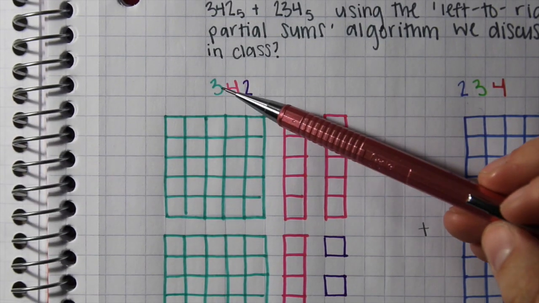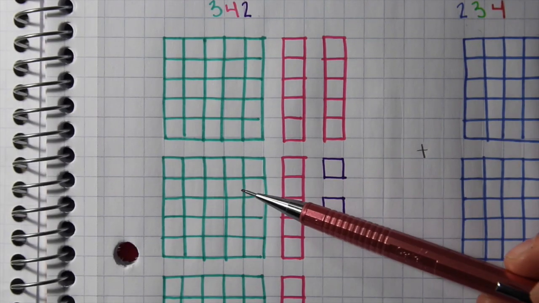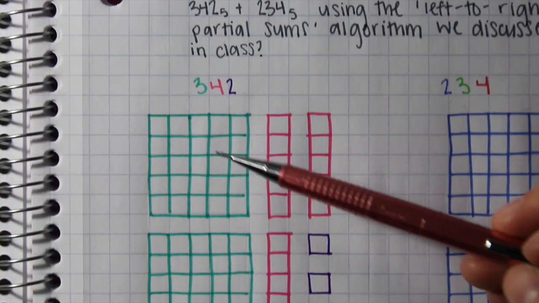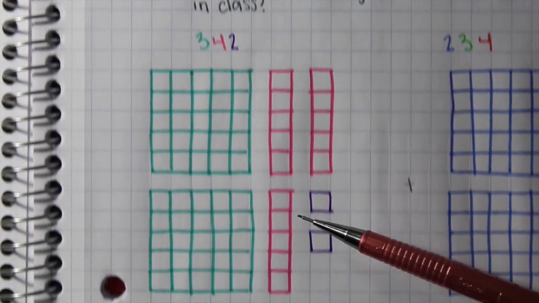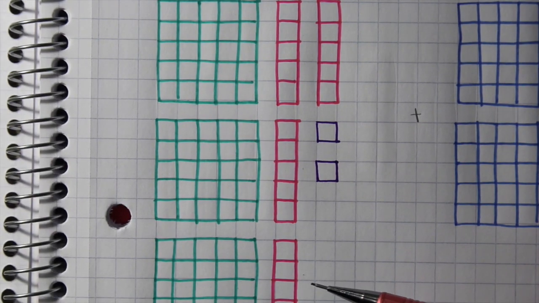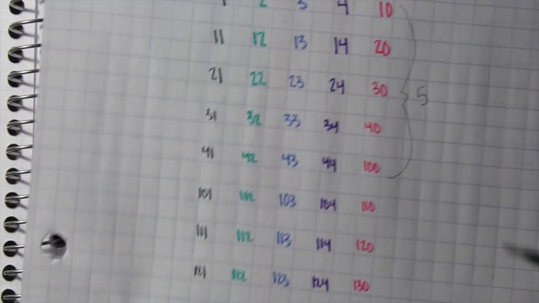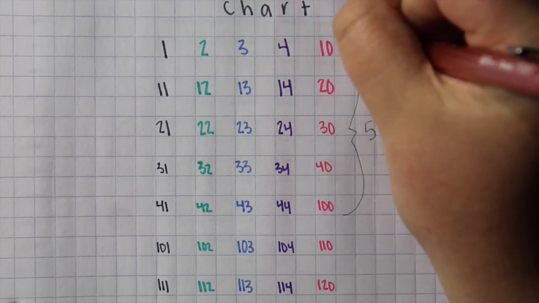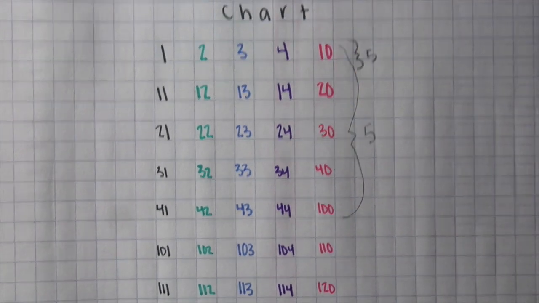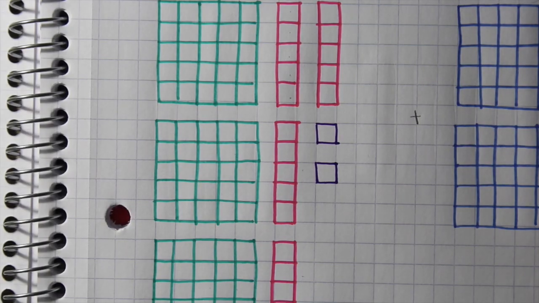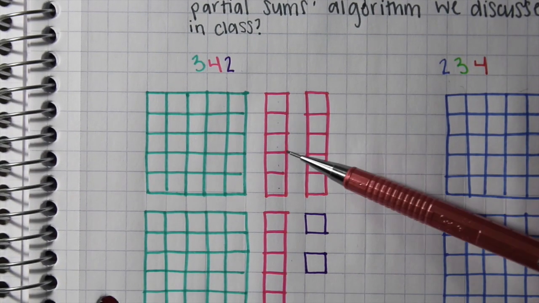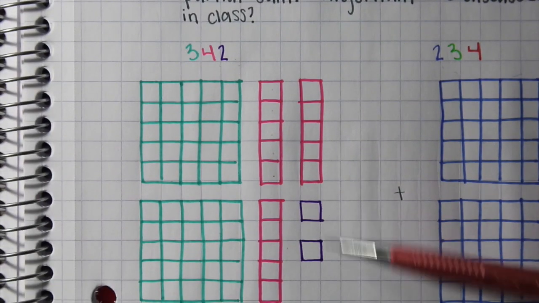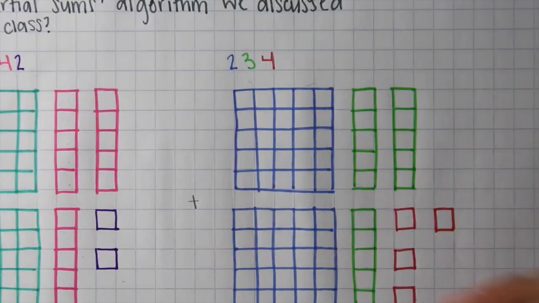Since we have 3 of those in the hundreds place, I went ahead and drew 3 different flats. So those are all going to be our 100, 3 different 100. Then I went to the tens place, which is a 4. So I drew 4 different rods, because again, there's only 5 to get to 10 in the base 5 number system. Then finally for our 342, I took the 2 in the ones place and drew 2 blocks to represent that 2.